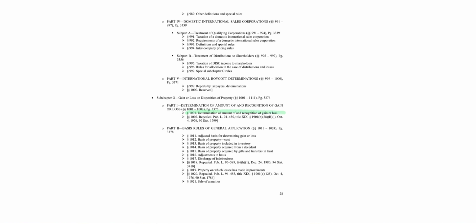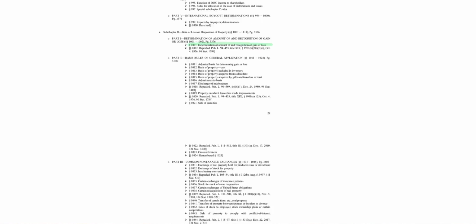Determination of amounts of and recognition of gain or loss. We're also going to look at section 1031. Exchange of real property held for productive use or investment, also known as like-kind exchange rule. Then we're going to go down to subchapter P, specifically sections 1221 and 1231.